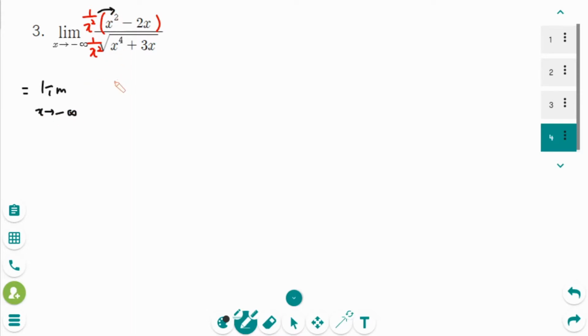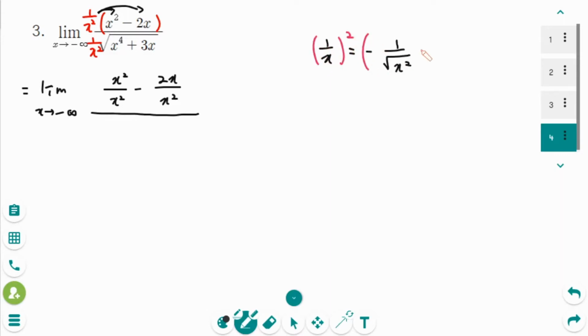The first one minus second one over, remember how 1 over x equals minus 1 over square root of x squared? If we were to square each side, the negative sign turns into a positive. So we get 1 over x squared equals 1 over square root of x to the power of 4.